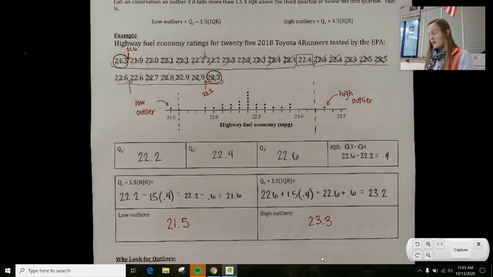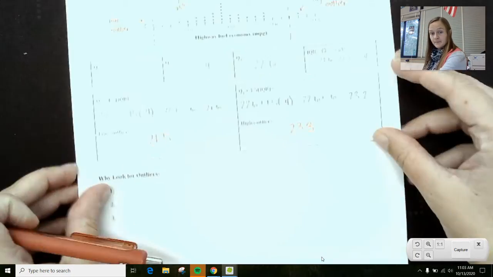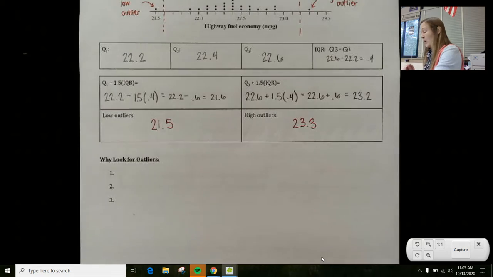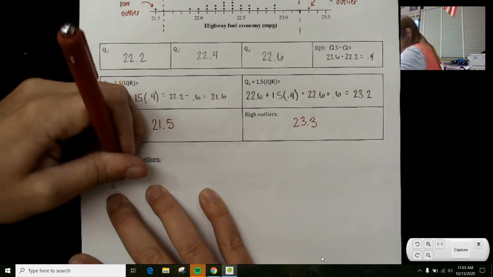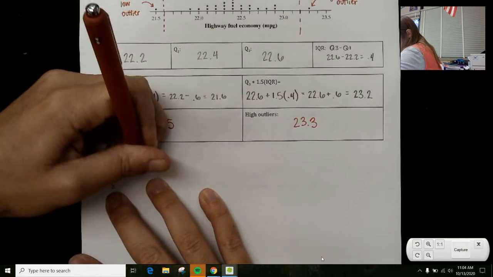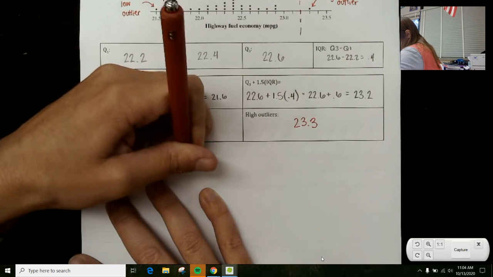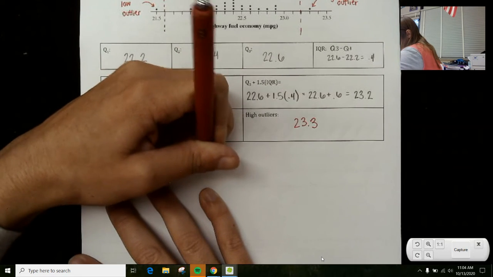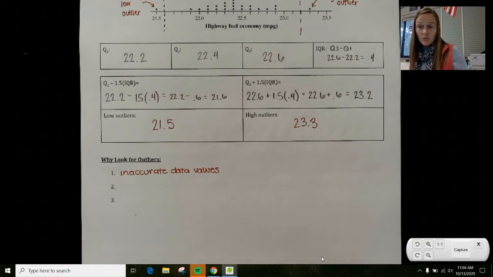All right, so there are 3 reasons why you might look for an outlier. Number 1, they might be inaccurate data values. And what I mean by this is that sometimes data entry is incorrect. The other day I made a worksheet for another class and I typed 12 instead of 102. So that's an inaccurate value. So sometimes it just wasn't meant to be like that.